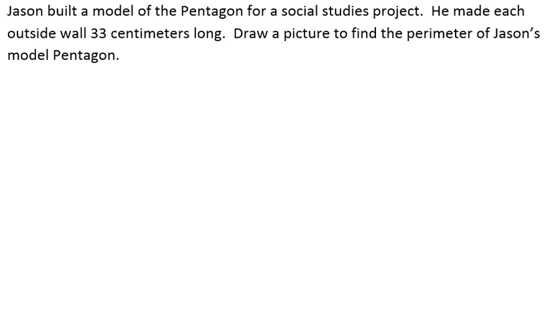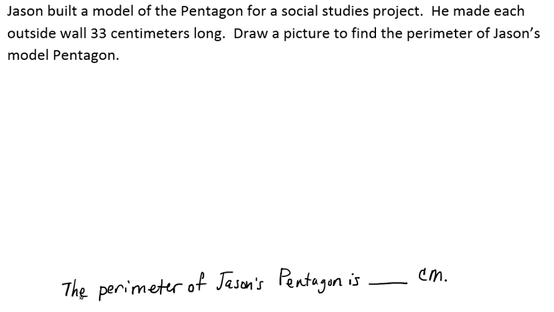The next question says, Jason built a model of the Pentagon for a social studies project. He made each outside wall 33 centimeters long. Draw a picture to find the perimeter of Jason's model Pentagon. I'll start by writing my answer statement. The perimeter of Jason's Pentagon is blank centimeters.